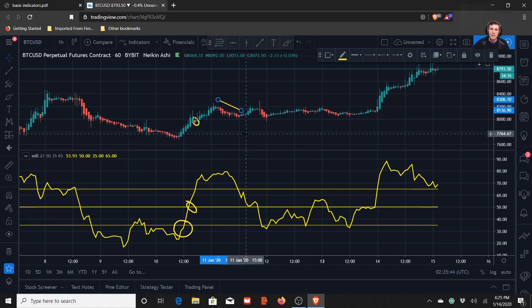When you are developing a trading strategy, you need to come up with a number, a percentage of what you're looking for in every trade.